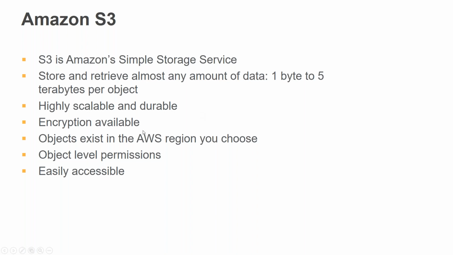You have encryption options available, so you can keep your data secured at rest, and of course in motion as well, using an IPsec tunnel between AWS VPC and your on-prem. You can create a VPN over an IPsec tunnel. Objects exist in the AWS region you choose, so data residency is served. You can set up permissions and it's easily accessible. If you want, you can make it available over the internet as well.